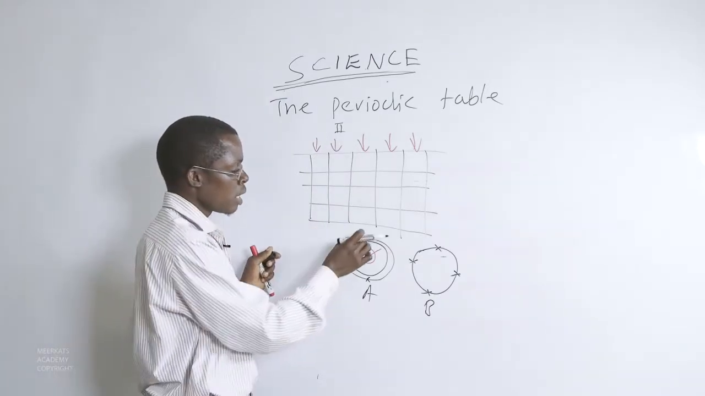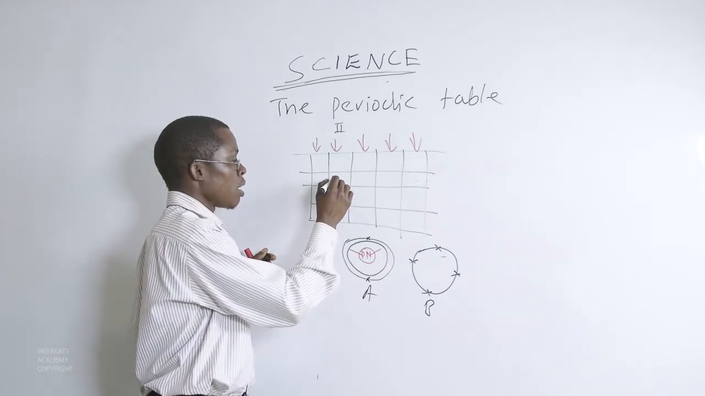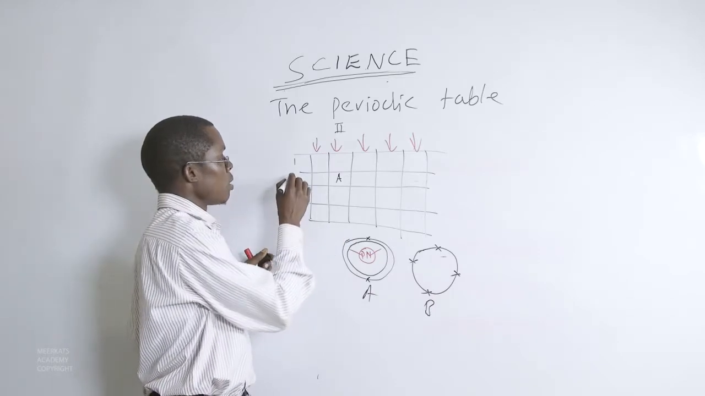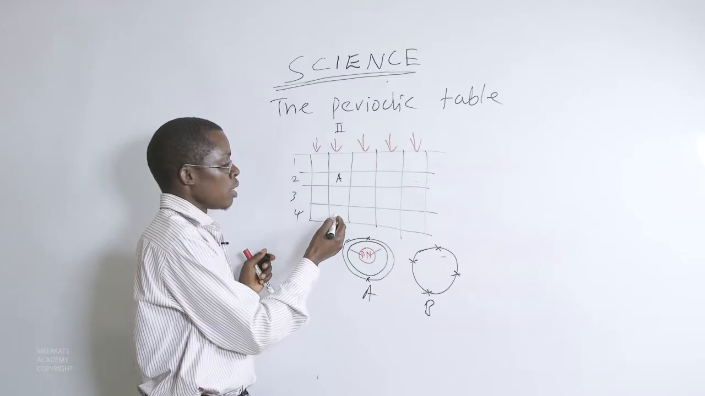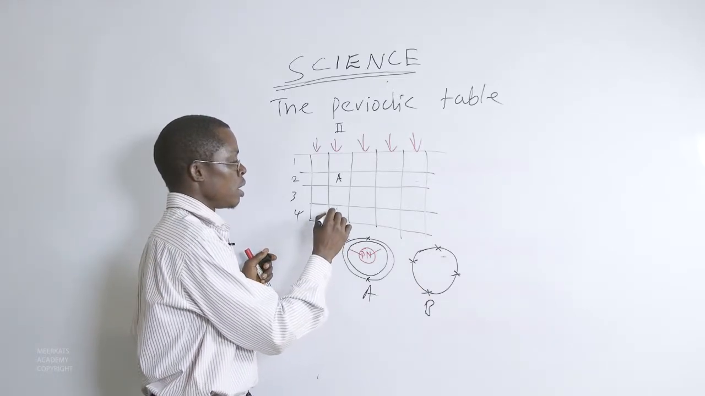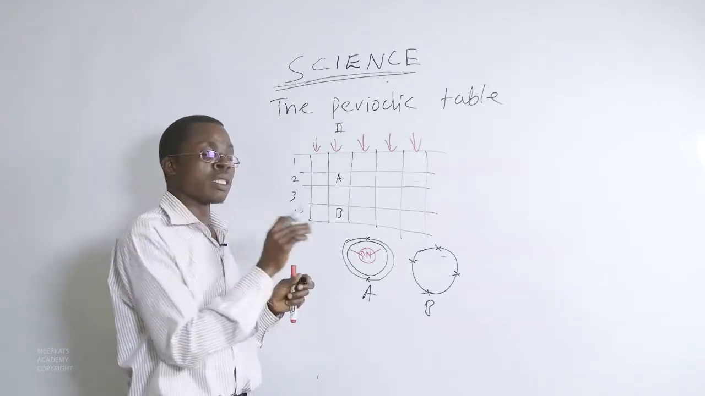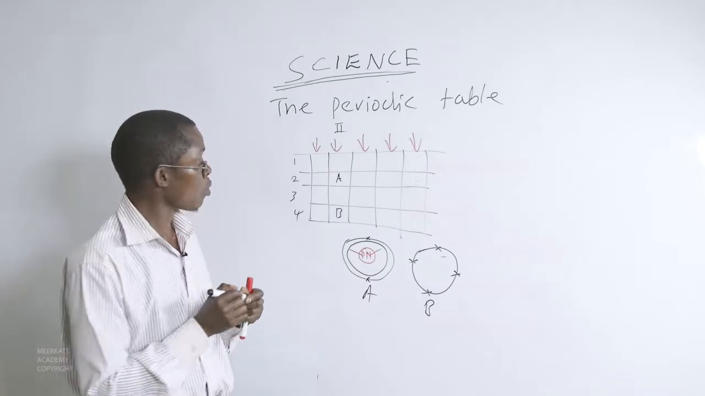Then we look at the number of electrons in the outermost energy level. There are 2 here, so we shall have our A here, and here there are 4 because this is 1, 2, 3, and 4. So B will be at that position. But remember, they have a similar way of reaction, therefore we categorize them in the same group.